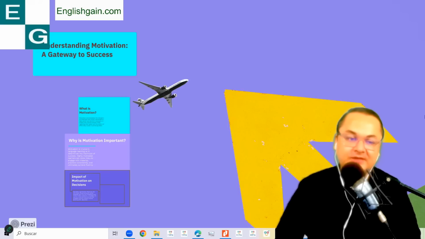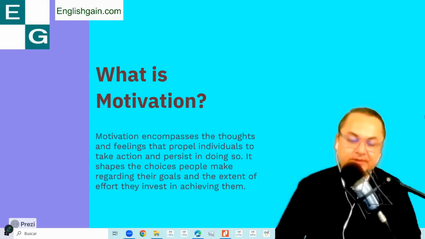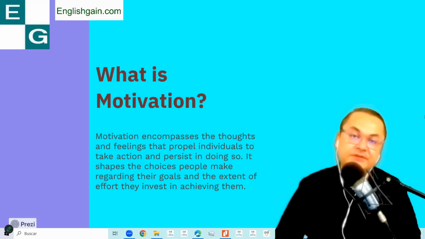Today we are going to study Understanding Motivation, a Gateway to Success. This is the unit for today, and it says, what is motivation? Motivation encompasses the thoughts and feelings that propel individuals to take action and persist in doing so. It shapes the choices people make regarding their goals and the extent of effort they invest in achieving them.